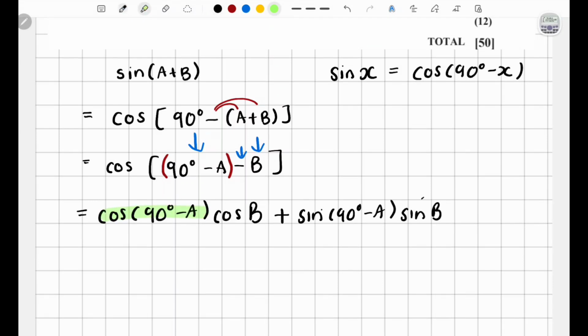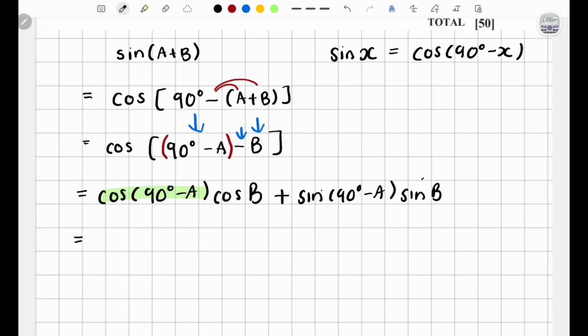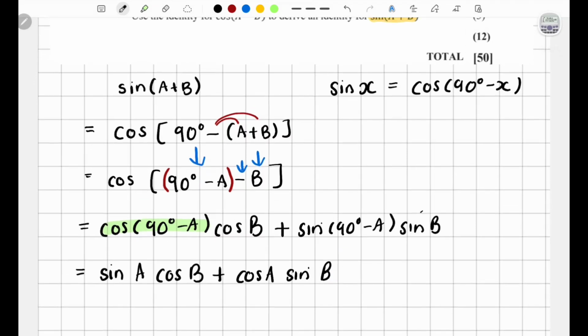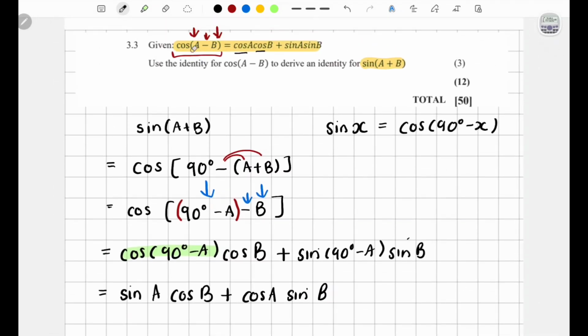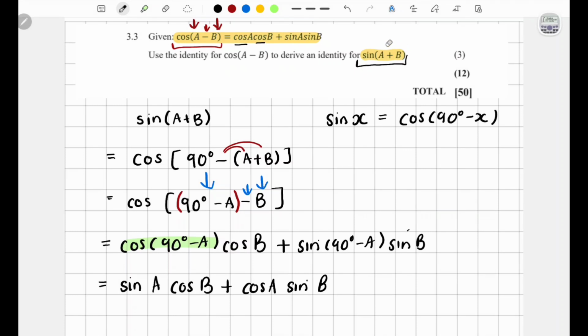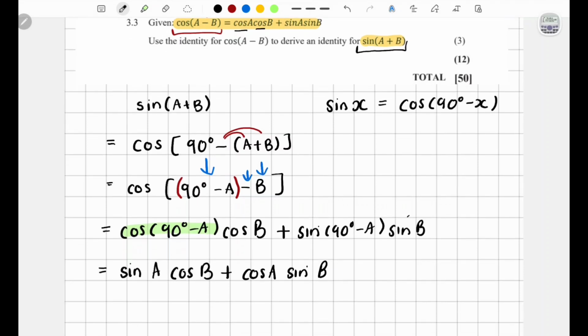Now we just have to simplify our cofunctions. Cos of 90 minus A is equal to what? Remember the cofunctions? Cos of 90 minus A is equal to sine of A. And then we have cos B. Then we have plus sine of 90 minus A, which is equal to cos A, and then multiply by sine B. And there we go. We have used this rule to create an identity for sine of A plus B. That is why sine of A plus B is equal to sine A cos B plus cos A sine B. Okay, so that is the end of this paper.